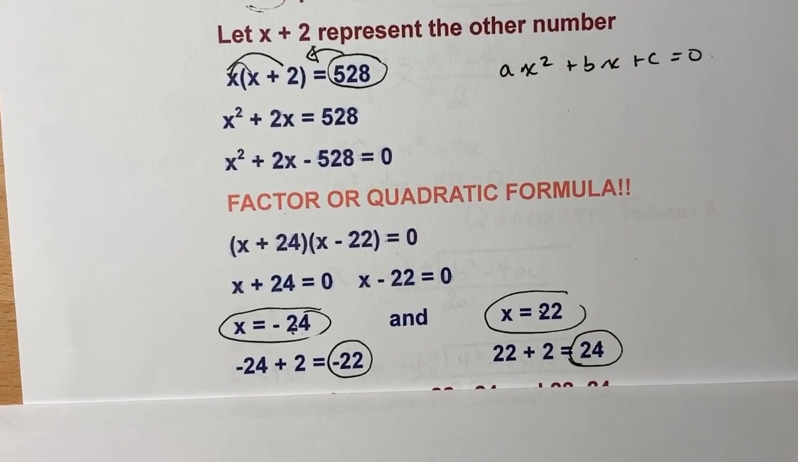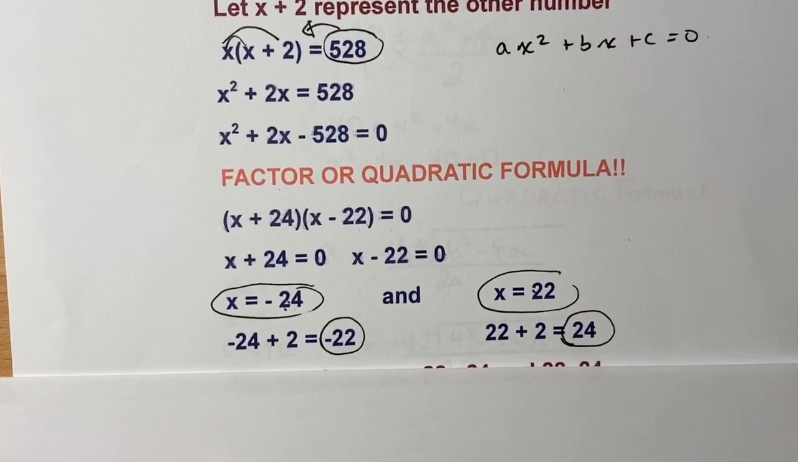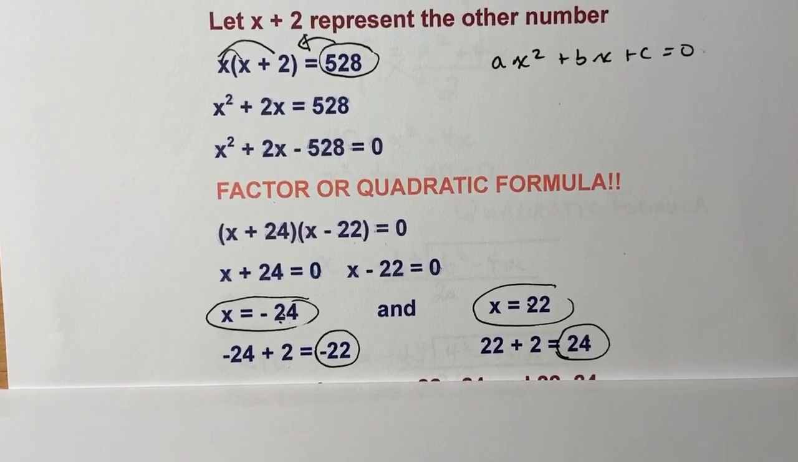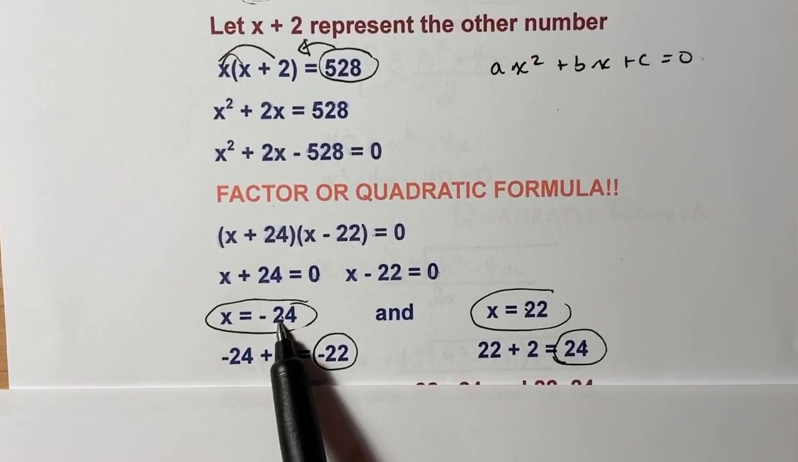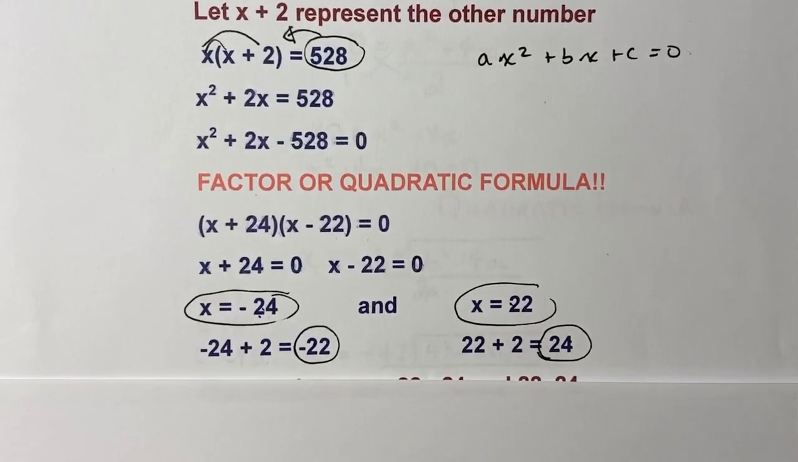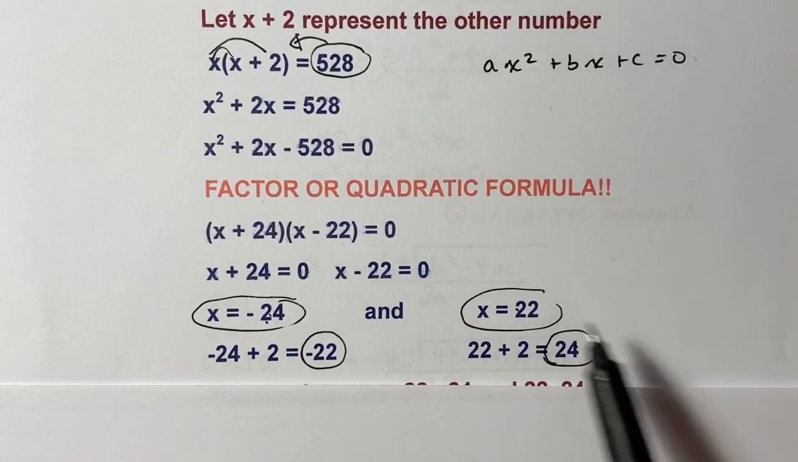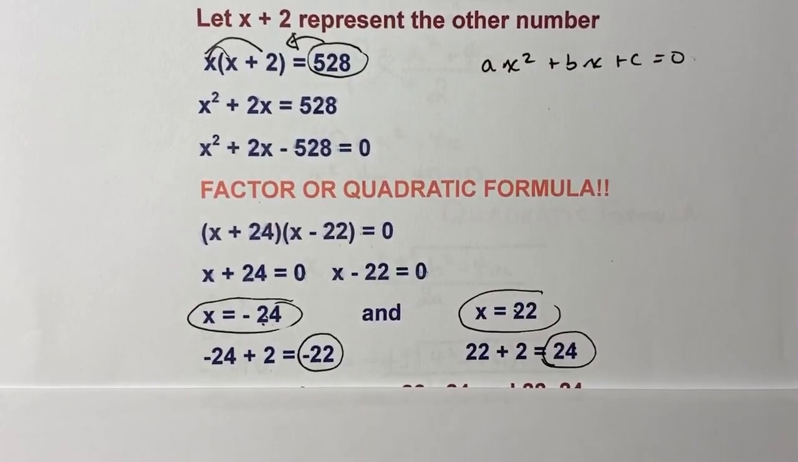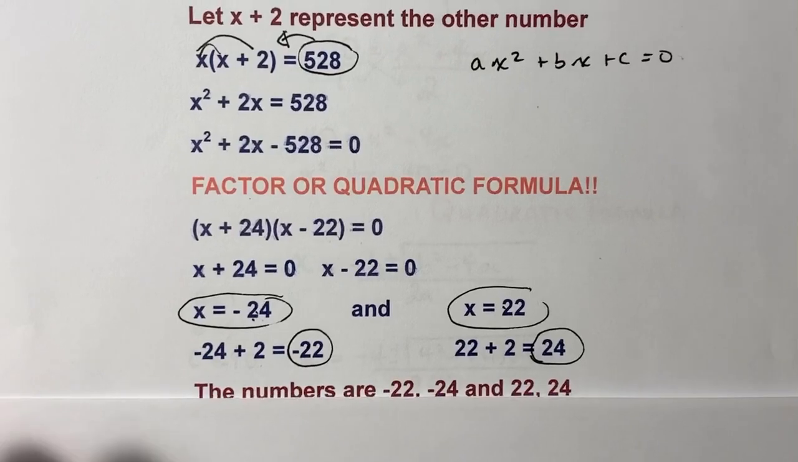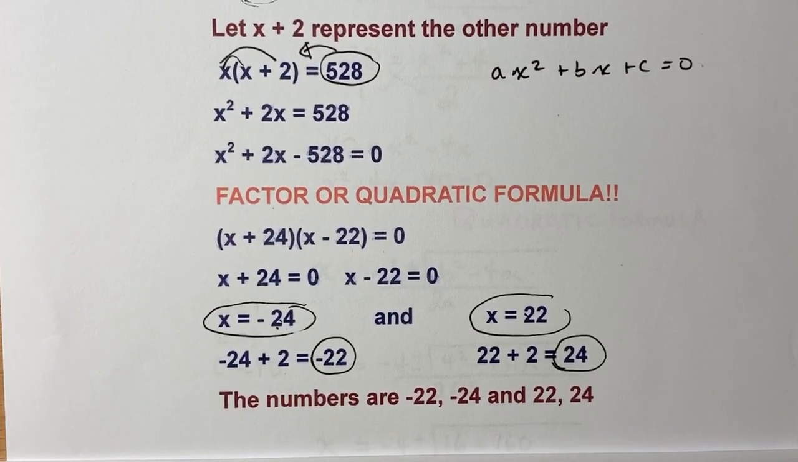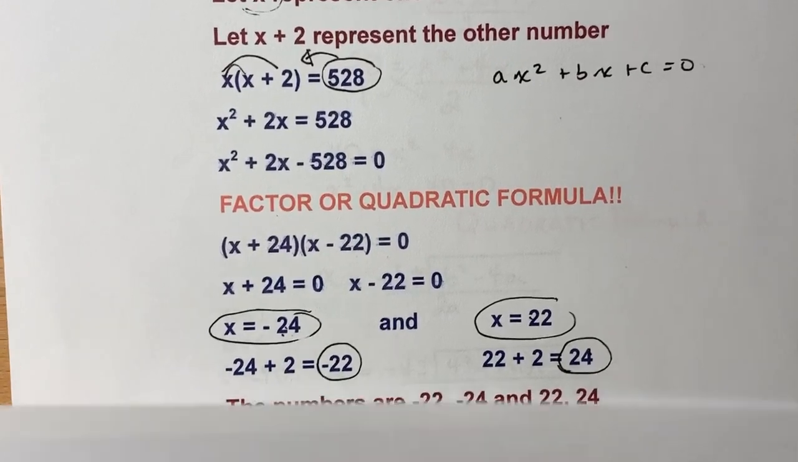And then you look at it to say, okay, now does my answer make sense? Are they consecutive? Yes. Are they even? Yes. If I take negative 24, negative 22, and I multiply it, do I get 528? I do. And the same here. 22 times 24 gets 528. I'm pretty confident I've done it correctly. And then I do my concluding statement. Okay? Let's look at some more examples.